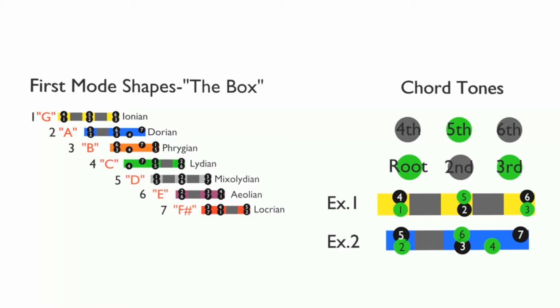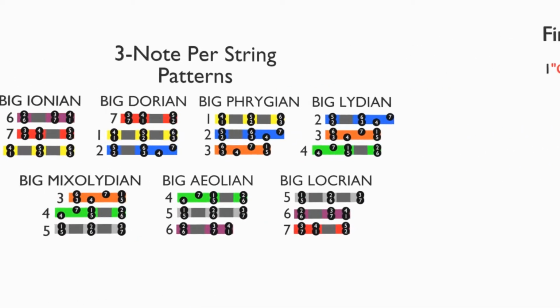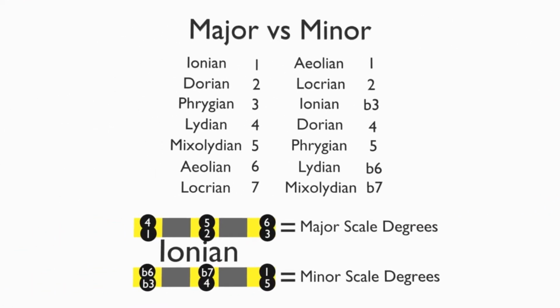A good thing to be aware of is that mode shapes are the same across the fretboard regardless of major or minor keys. The only difference is that minor keys start the mode order with the Aeolian mode built on the first scale degree, as major keys start with Ionian.